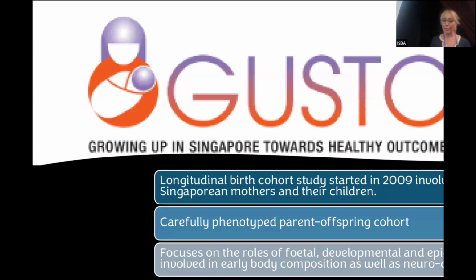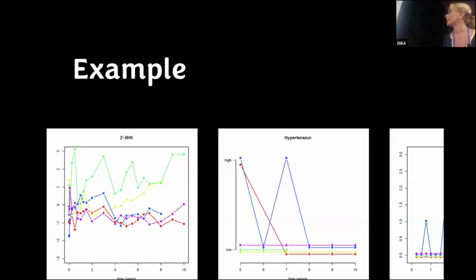Most of the examples I will present come from a Singaporean cohort study. It's a very good cohort study, in the sense that it is richly phenotyped. It includes about 1,000 kids plus mothers, and they are interested in understanding the physical as well as mental development of the children. So I give you an example of multiview data.